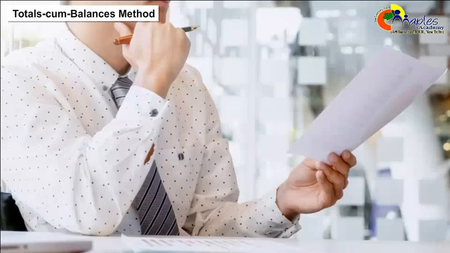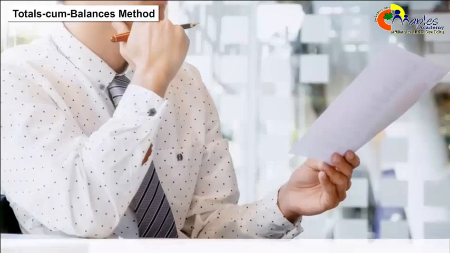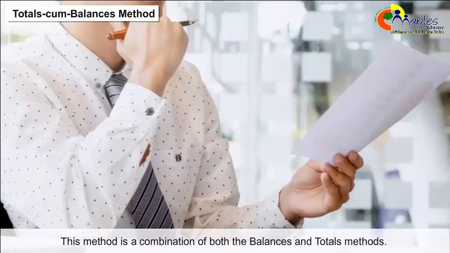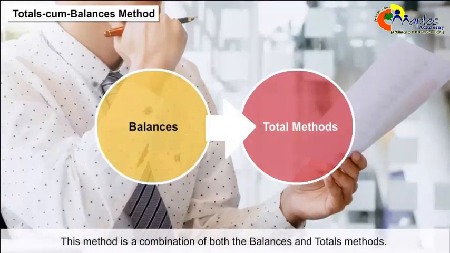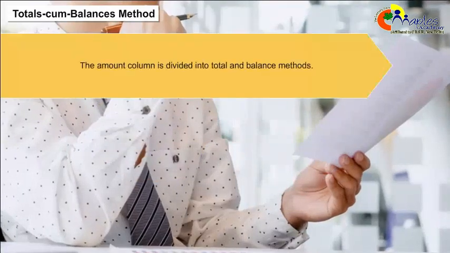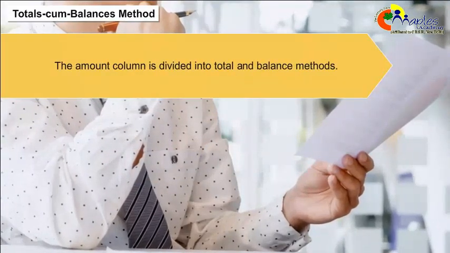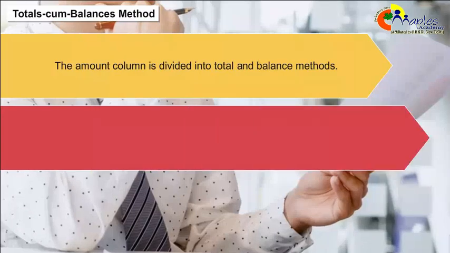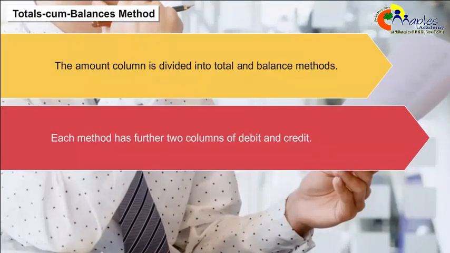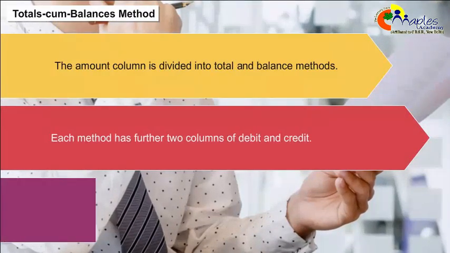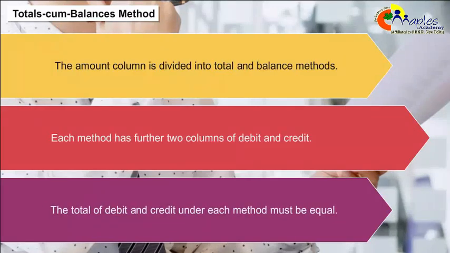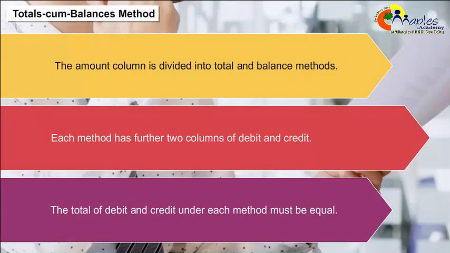3. Totals cum balances method. This method is a combination of both the balances and totals methods. The amount column is divided into totals and balances methods. Each method has a further two columns of debit and credit. The total of the debit and credit under each method must be equal.